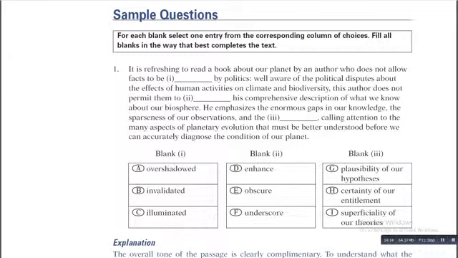Okay, this author does not permit the dispute to affect his comprehensive description. He does not allow it to affect his comprehension or distract him, or stop him from seeing clearly, something like that. Obscure is the best answer here. When you put it in, you understand.